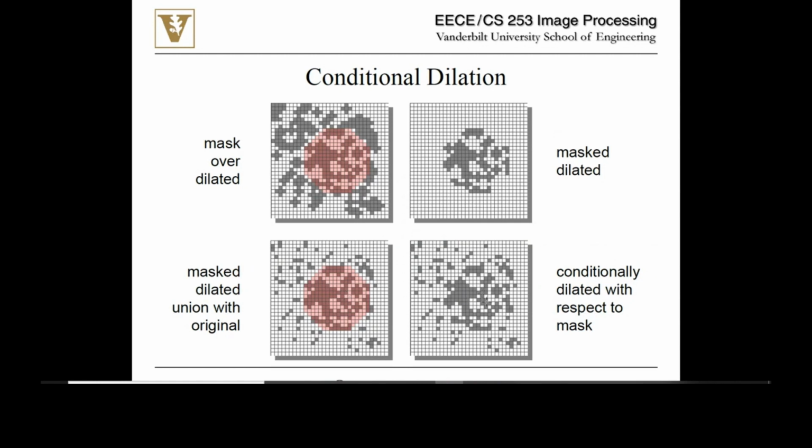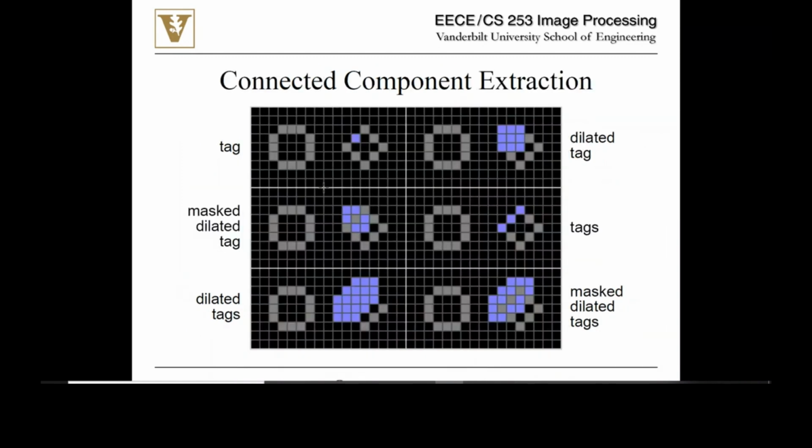Now this operator that uses a mask, it is a very easy use of a mask, is a dilation only within the mask, and that is called conditional dilation. Dilation conditioned to a mask to be 1. And I can use these conditional dilations to identify objects.